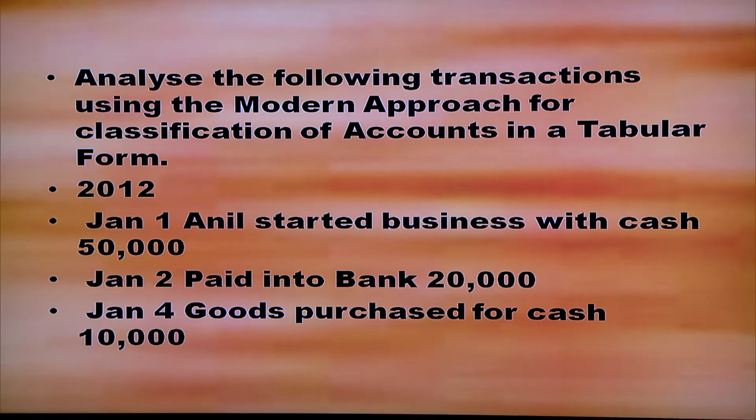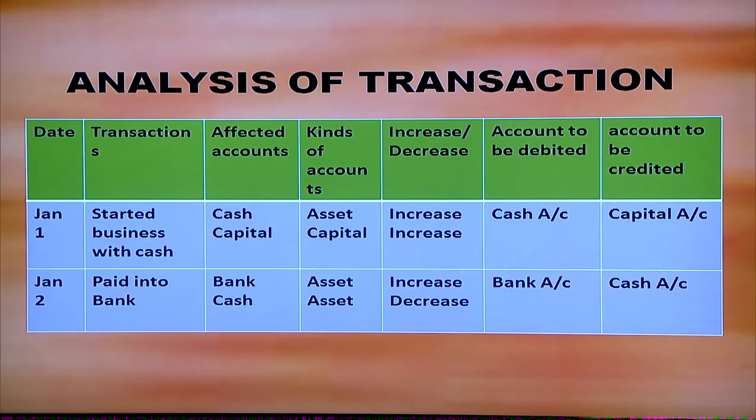Here is a question. Analyze the following transaction using the modern approach for classification of accounts in a tabular form. In 2012, January 1st, Anil started business with cash, 50,000. How can we identify the accounts to be debited and credited? Anil started business with cash 50,000. Affected accounts are cash and capital. Cash is coming inside the business in the form of capital.